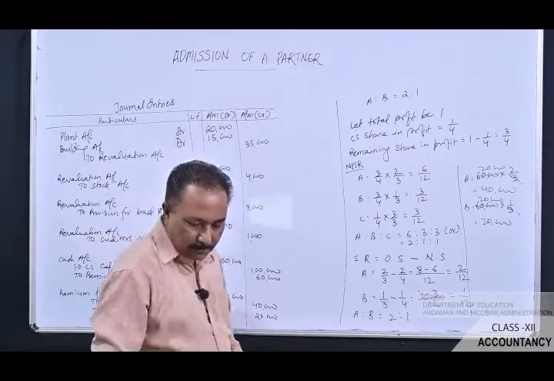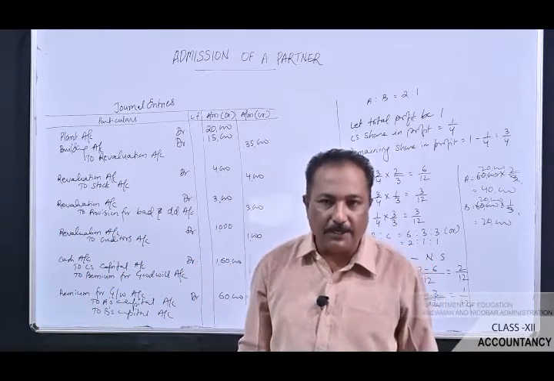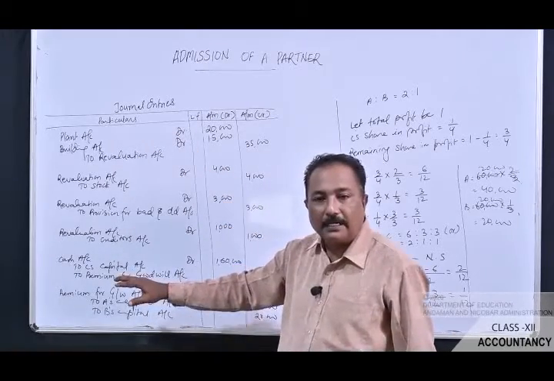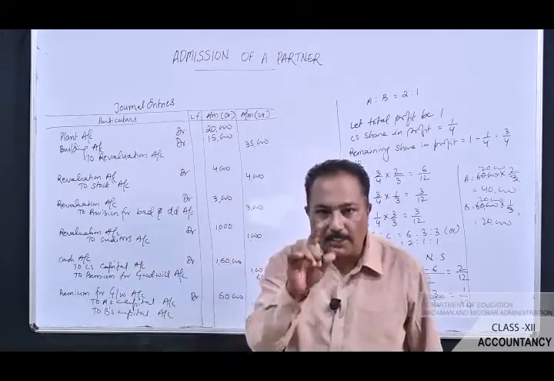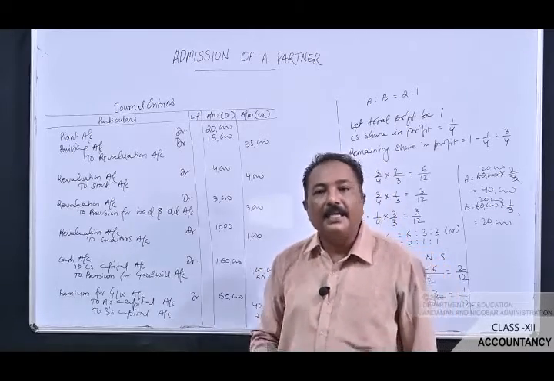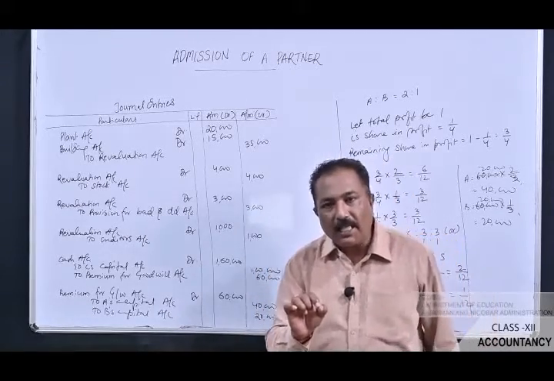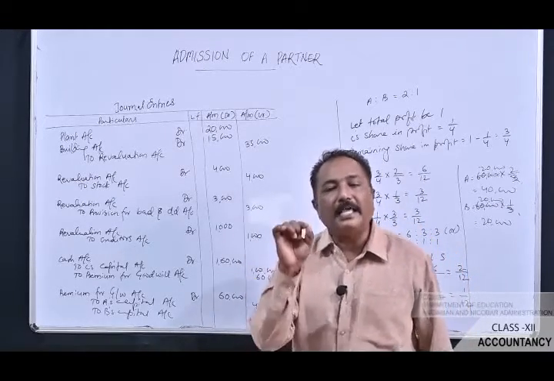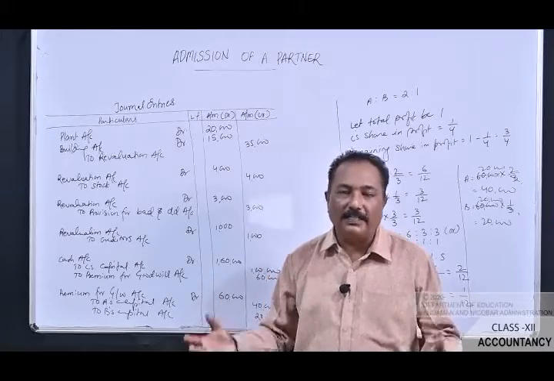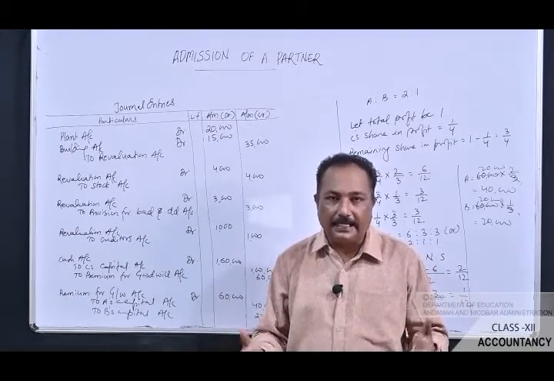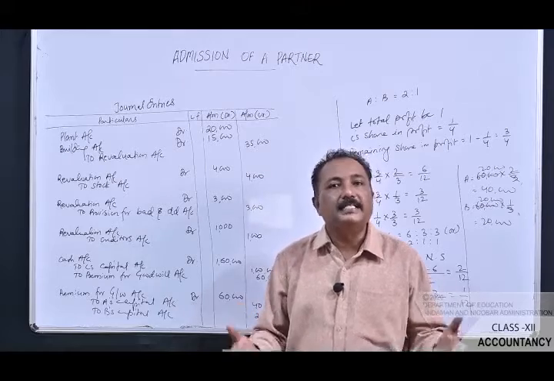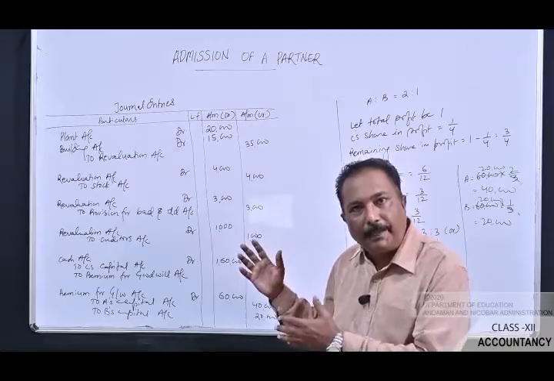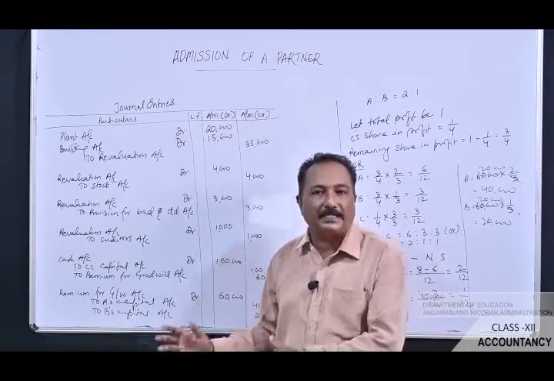Now let's pass on to prepare the revaluation account. But before closing the journal entries, we have to record one more journal entry, and that journal entry is for the profit on the revaluation. We will write that journal entry later on, because we don't know whether the firm has a gain on the revaluation or has suffered a loss on the revaluation.